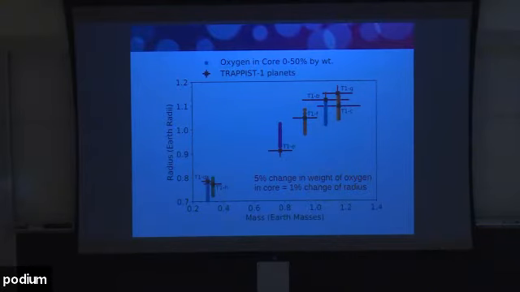So as Amy mentioned, we try to tune the oxygen content in the core using Exoplex. And what we do in our group is we tune them all together in parallel from the range of 0 to 50%, every 5%. We found that in this range, most of the planets fit, except for the E planet. And every 5% change in the weight of oxygen in the core corresponds to a 1% change of the radius of the planet.